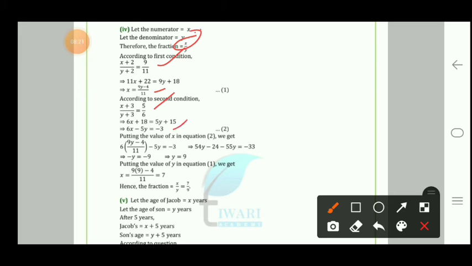Now from equation 1, putting the value of x in equation number 2, we get 6 into (9y minus 4) over 11 minus 5y is equal to minus 3. So y is equal to 9 is the answer of this. Now putting this value y is equal to 9 in equation number 1, we get x is equal to (9 into 9 minus 4) upon 11, which is equal to 7. So the required fraction is x upon y, which means 7 upon 9.